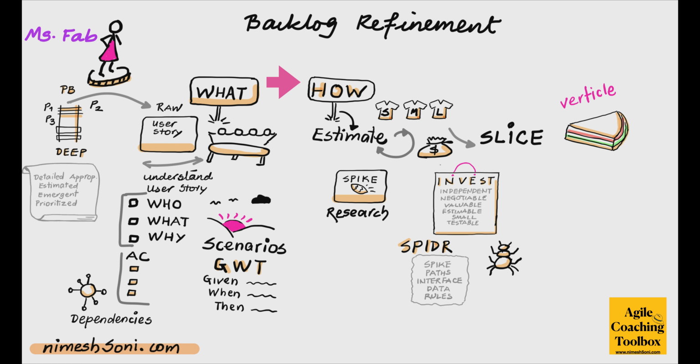This is a classic example I use to explain what vertical slicing means. So let's say, for example, we want to build a functionality where we can accept credit cards in our product, right? We want to allow the customer to make payments using credit card. So that's the functionality that Ms. Fab is looking for from us. Now that's a big story. That's a large story. So how do we slice it?